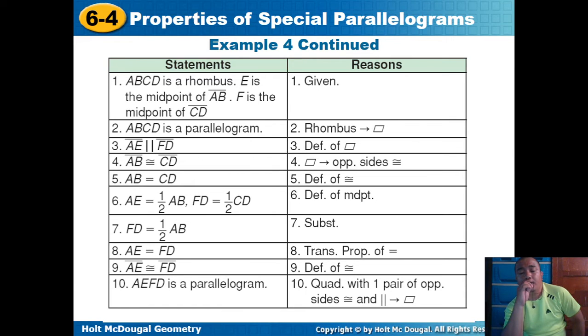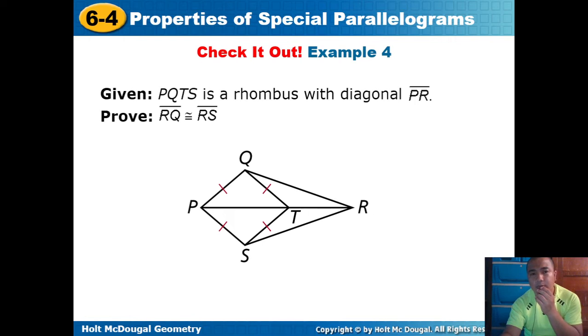AB equals CD, definition of congruence. AE is 1/2 AB. FD is equal to 1/2 CD. Definition of midpoint. FD is 1/2 of AB, substitution. AE is equal to FD, transitive property of equality. Segment AE is congruent to segment FD, definition of congruence. Therefore, number 10, AEFD is a parallelogram. Quadrilateral with one pair of opposite sides congruent and parallel. So, it's a parallelogram. Okay, example 4.